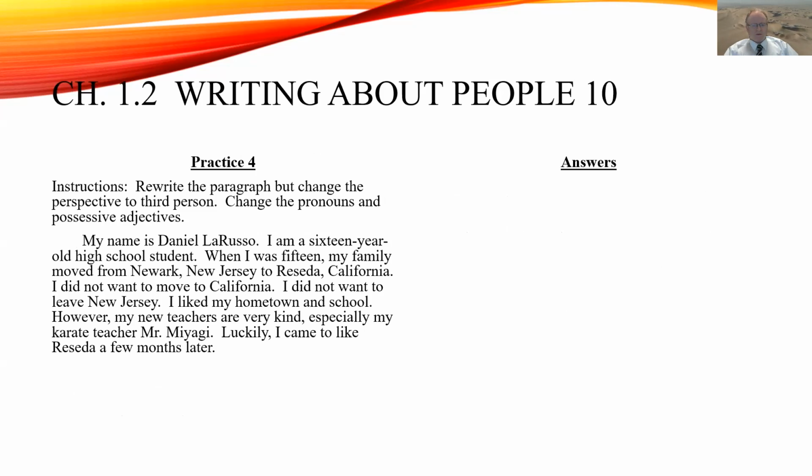And in practice 4, let's take that same paragraph, but we'll rewrite it and change the perspective to third person. To do this, you can change the pronouns and possessive adjectives. And I'll give you an example. Start with this sentence: His name is Daniel LaRusso, instead of my name is Daniel LaRusso. So you can take a minute or two to write the paragraph. And you can pause the video.